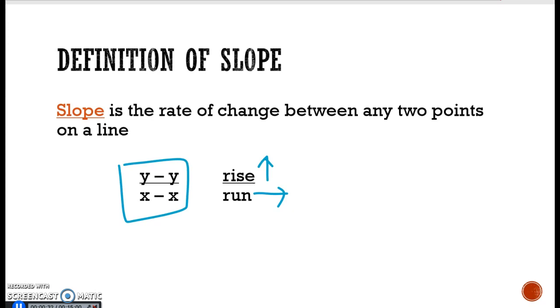If you're looking at an ordered pair, the x's are always in the first spot and the y's are always in the second spot.